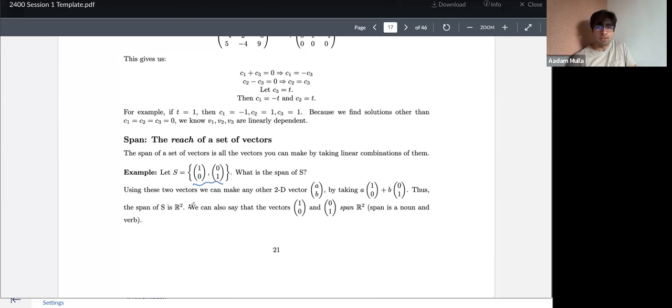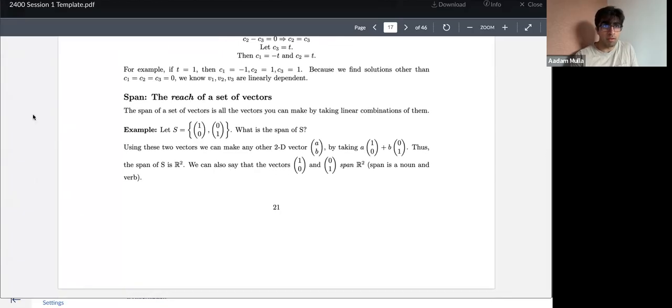Span is a little bit confusing, but you just get used to it. Span is like a noun: you can say the span of this vector set is R2, but it can also be a verb, like these vectors span R2. You'll get used to it. But for example, if my vectors were 1, 0 and 0, 0, this does not span R2. Now the span of S is going to be all the vectors.